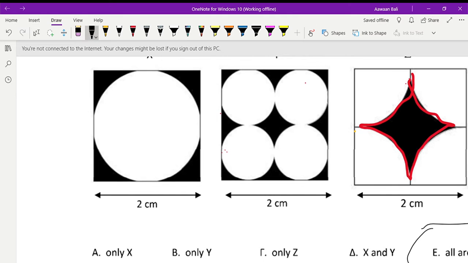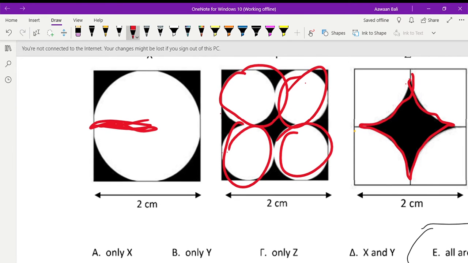Now 0.5 squared is 0.25, and then 0.25 times 3.14 times 4. Here, however, we have the area as 1. So actually, when you look at this, 0.25 times 4 is 1. And guess what? 3.14 times 1 is 3.14. So the area of all of these is 1.